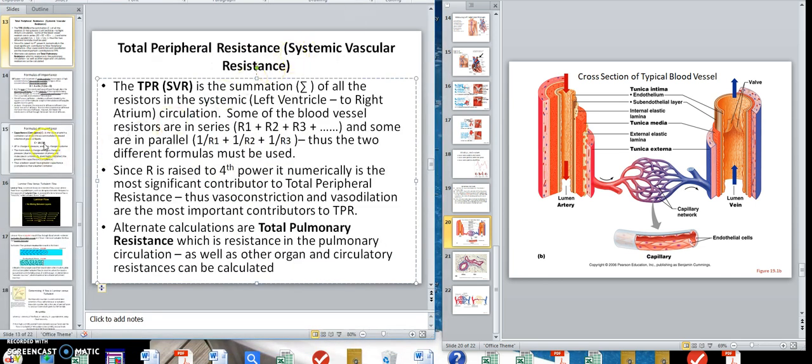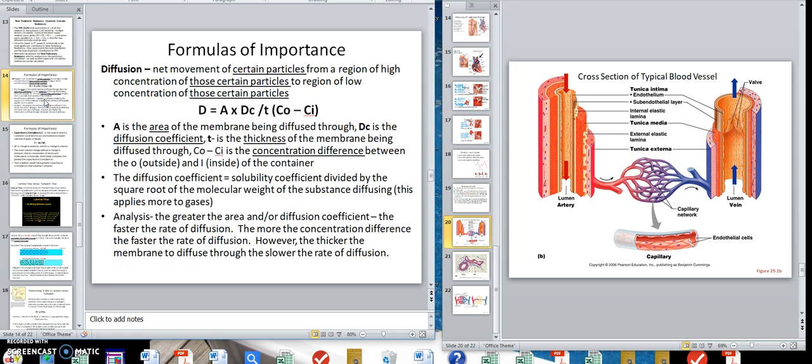All right. So now we go to something else. Another formula of importance, diffusion. Now we talked about diffusion in ANP1, but here's the formula. This is called the Fick diffusion equation. Now I just want you to kind of get an idea of this when we talk about it. Okay.